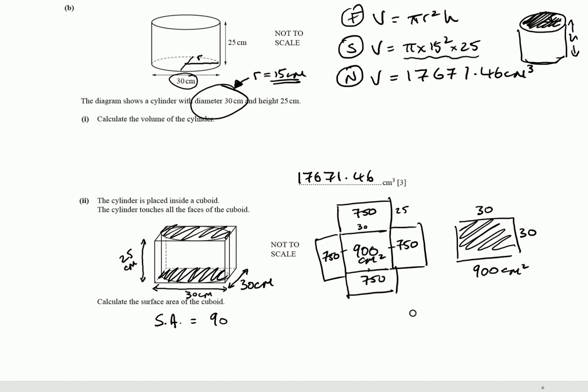So that surface area is equal to 900 plus 900 for the base and the top, plus 750 plus 750 plus 750 plus 750 for each of the sides. This all adds up to 3,000, so altogether we've got 4,800 centimeters squared. So the actual adding and calculating part of this question is very straightforward. It's a case of realizing that the diameter of the cylinder must be the same as the length of the cuboid. And that's quite tricky. But hopefully that makes sense and we understand what's going on.